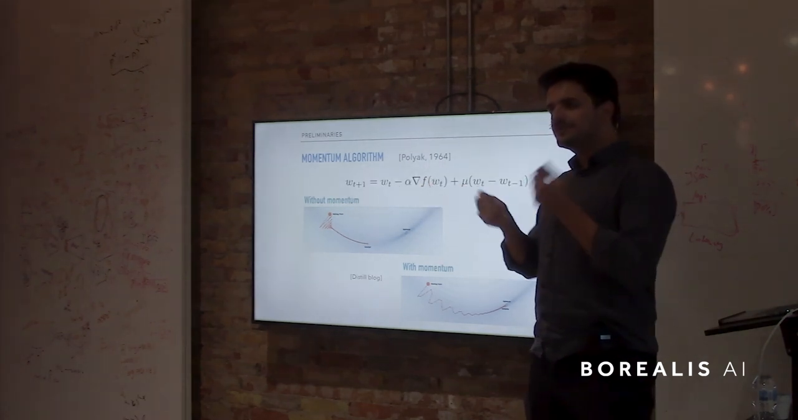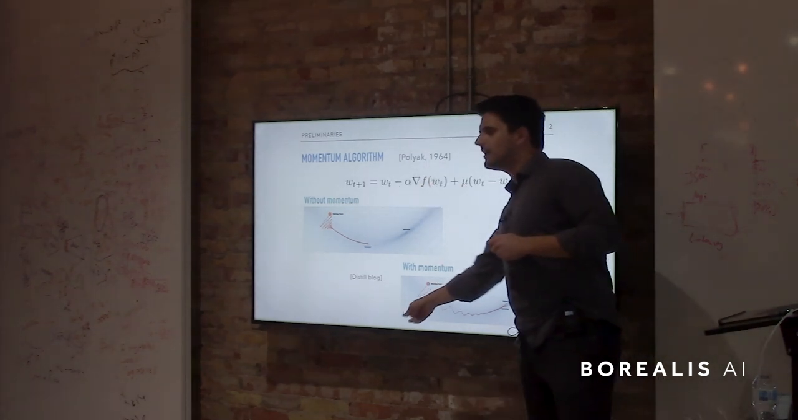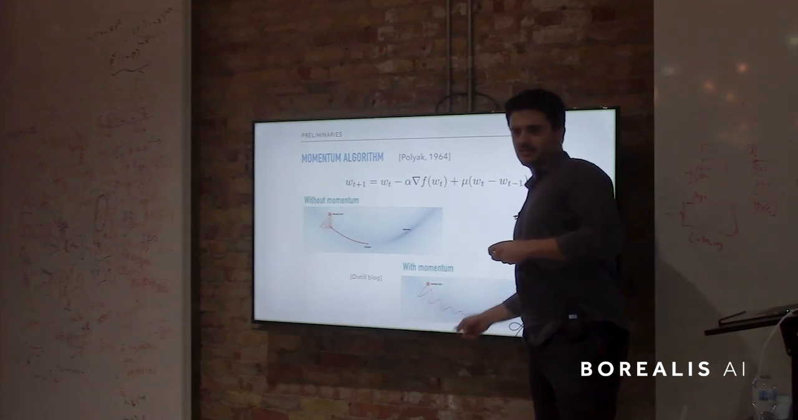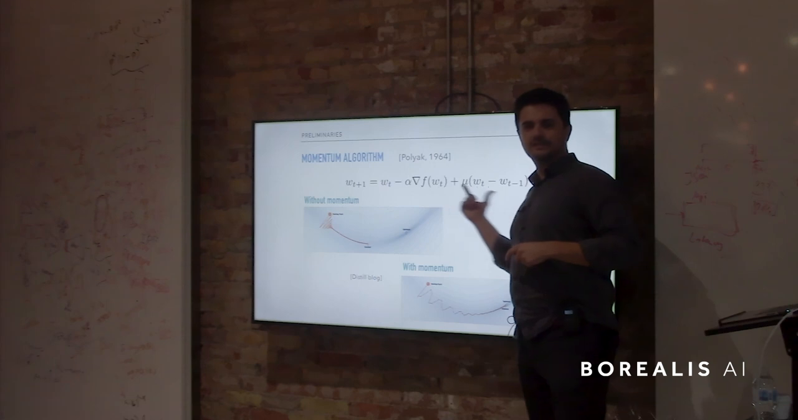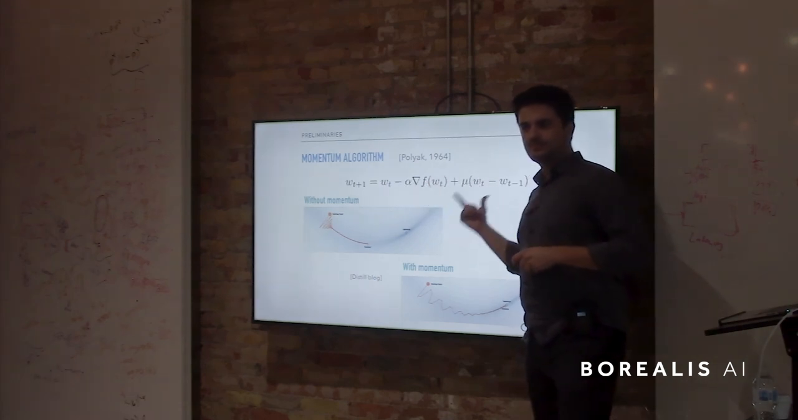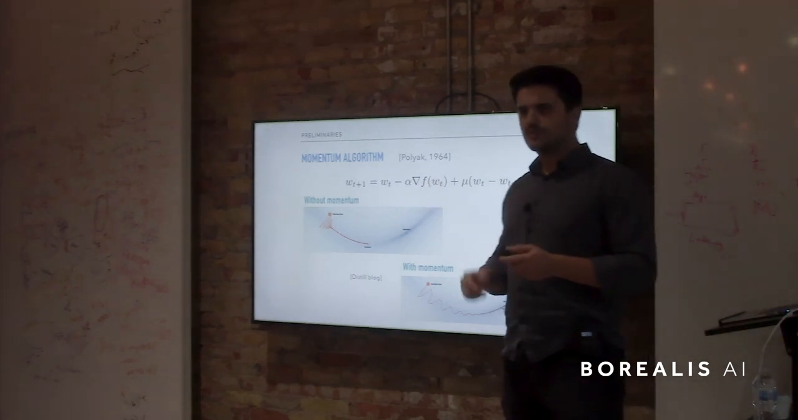And it slows us down, controlling the oscillations along the steepest directions. So if we oscillate too much, these two terms will actually cancel a little bit. There will be cancellation here. So it allows us to converge much faster.